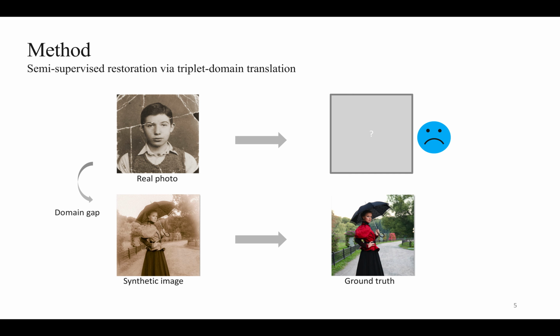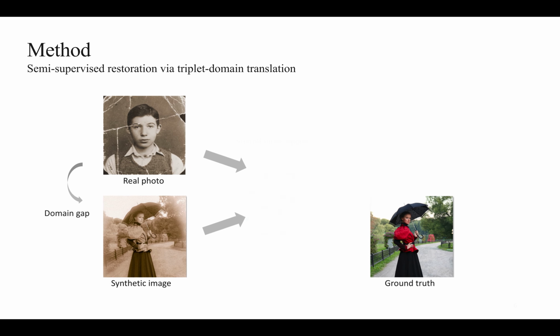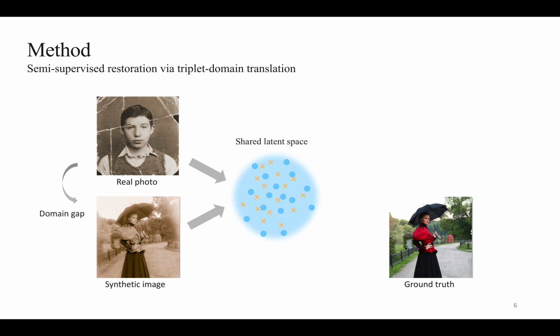To solve the domain gap, we propose a triplet domain image translation framework. The idea is that we project the two image domains into a latent space. This latent space assumes a Gaussian prior and has a compact structure, so it is easier to close the gap in this space. Then we learn the decoder which maps the latent space to clean images. The decoder can be learned using the synthetic training pairs. Because the domain gap has been reduced, the same decoder can also work well for real photos.